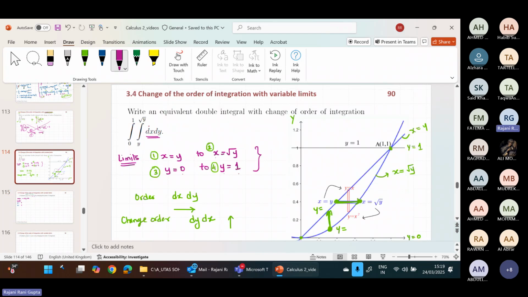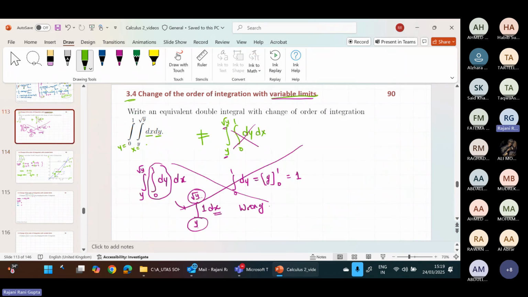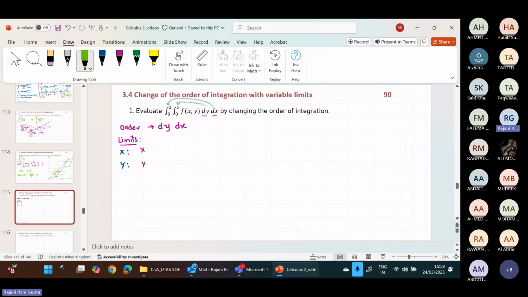See here, when I write like this, dx dy, how do I know what the limits for x are? These are the limits for x, y to root y. When I say dy, it means the outer one. So these are the limits for y, correct? I explained this here, dx dy. So this is your question.